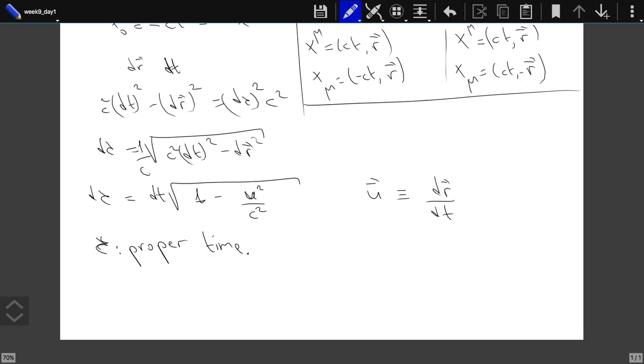And of course, when I look at your watch, how much time passes? It will be shorter, right? By how much? Gamma times t. Gamma times delta. Gamma times or divided by gamma?